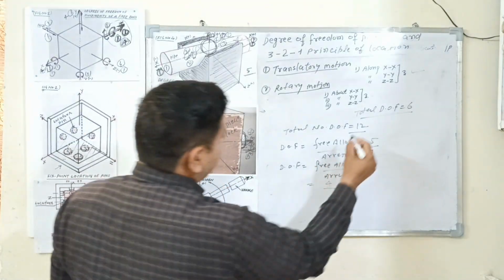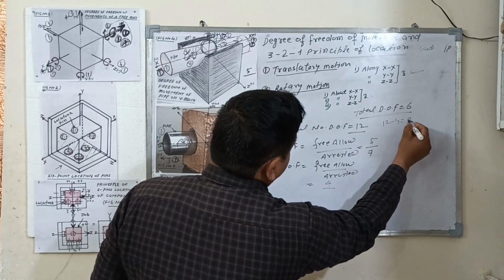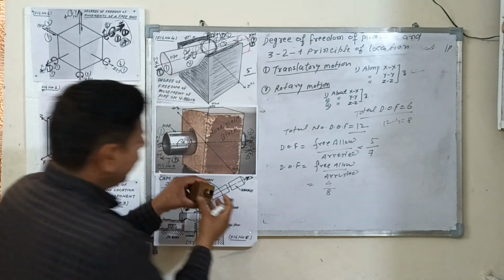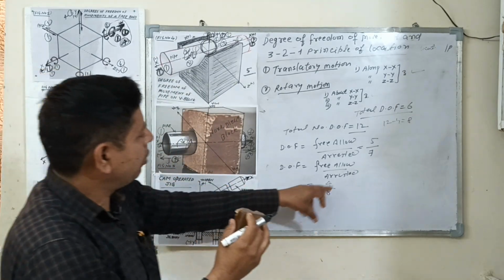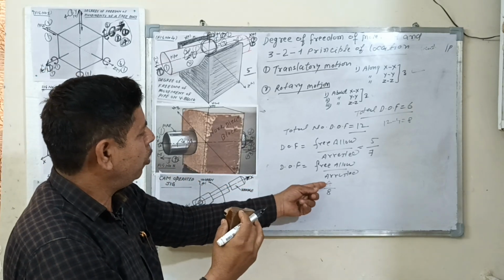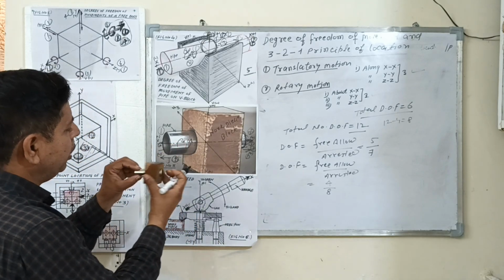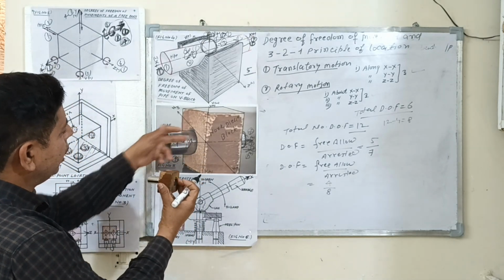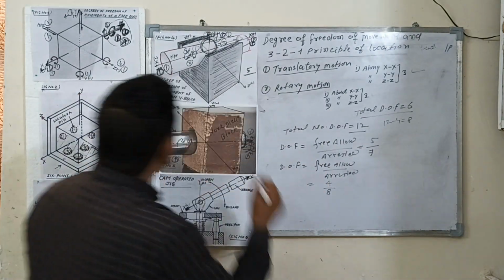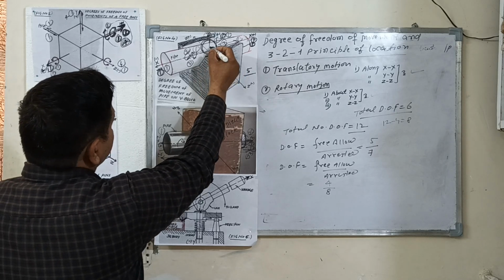The total degree of freedom is 12 minus 4, which is equal to 8. So 8 means the body cannot be moved in the 8 directions, or the body is moved in 4 directions. So this is the degree of freedom of this type of figure. The third example is, you can see this figure again, the degree of freedom.